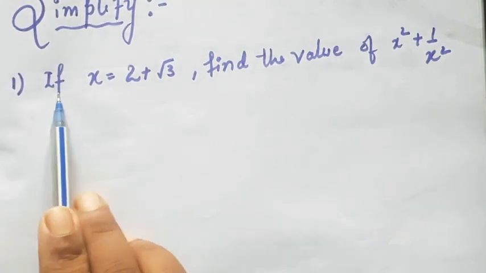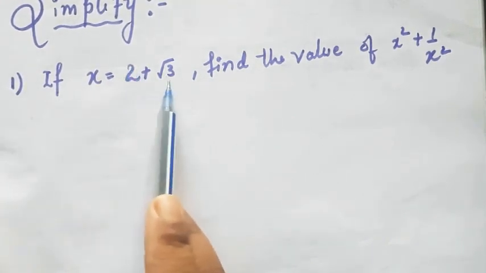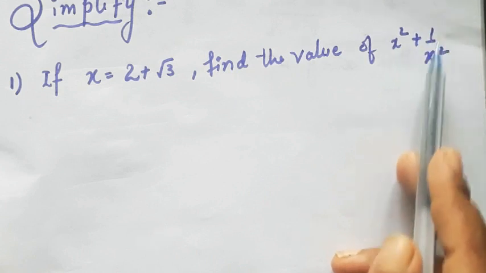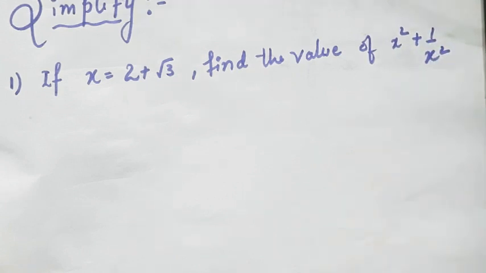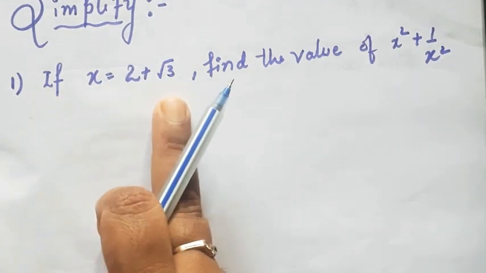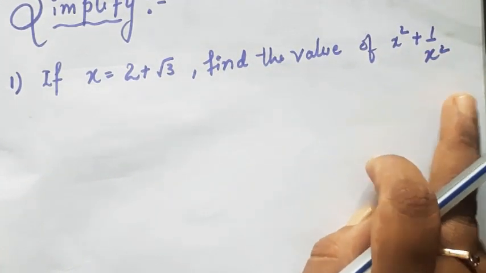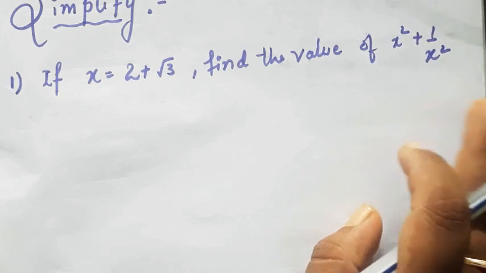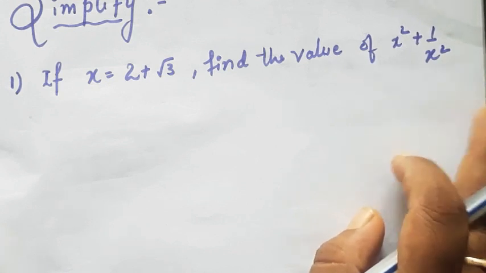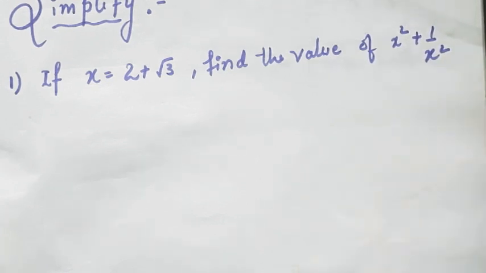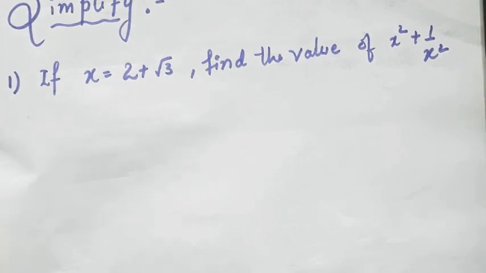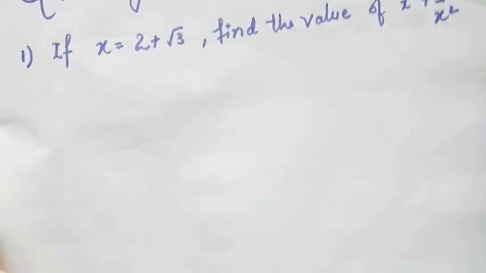See here, the first question: if x is equal to 2 plus root 3, find the value of x square plus 1 by x square. We have two methods to solve this. I will tell you both methods, and afterwards we'll use only one method for further questions. So here is the solution.